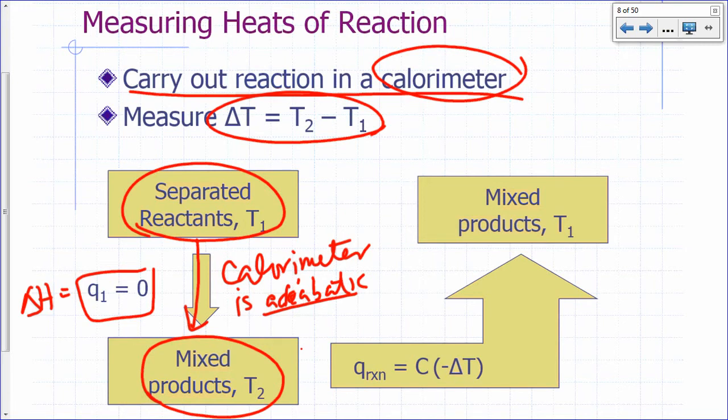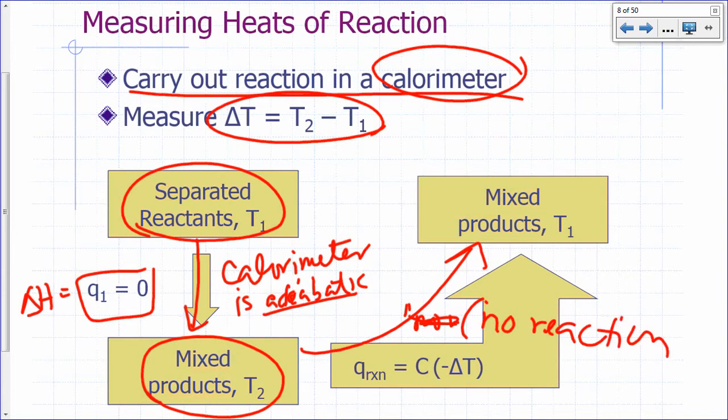Now imagine taking the products, which are at a different temperature, back to the original temperature of the reactants before you mixed them. What's Q for that? That's a simple formula, and there's actually no reaction here. All you're doing is changing the temperature of what you already have from the final temperature that you measured back to the original temperature. You don't have to actually carry it out, you just imagine it happening. How much heat would be involved in that step? It's just going to be equal to C times negative delta T.